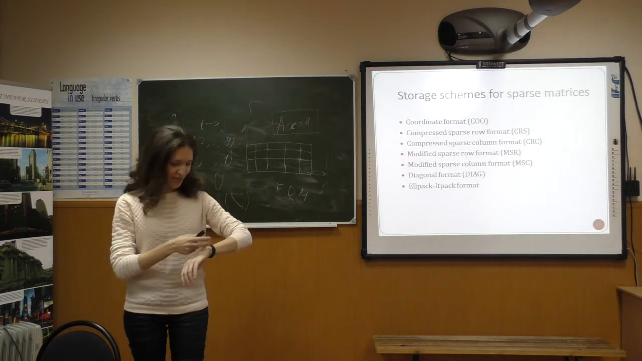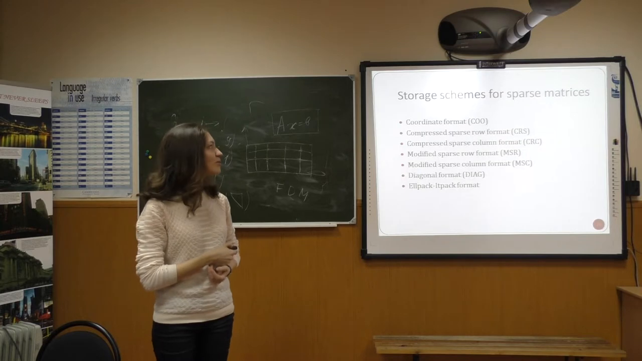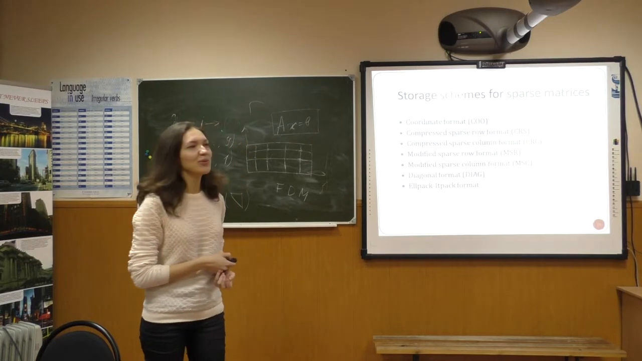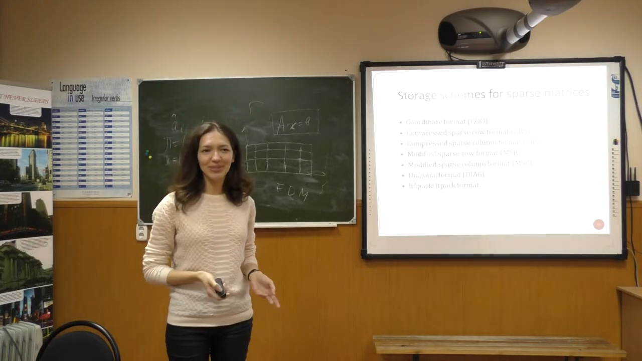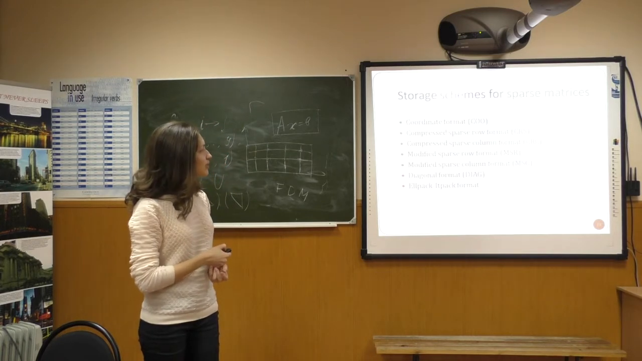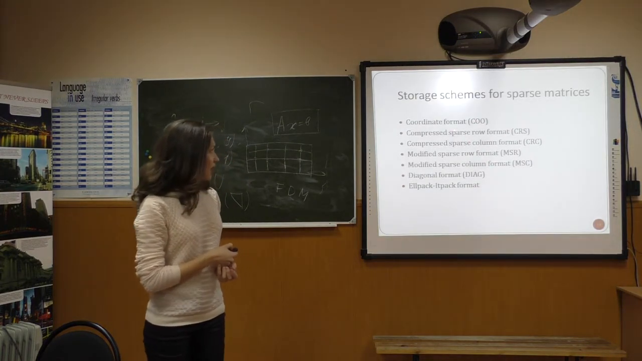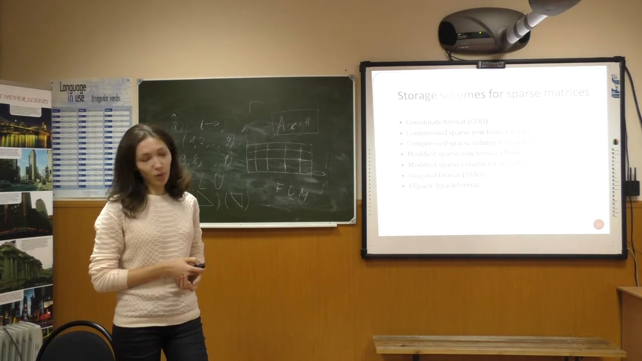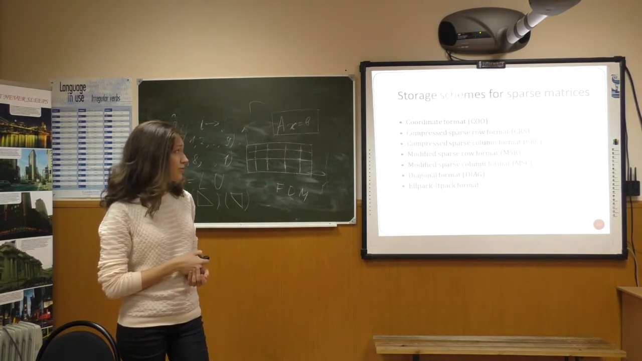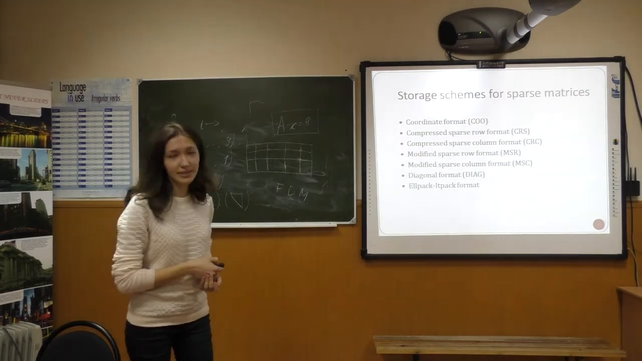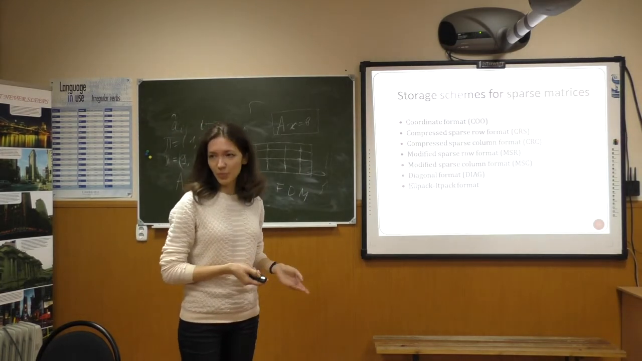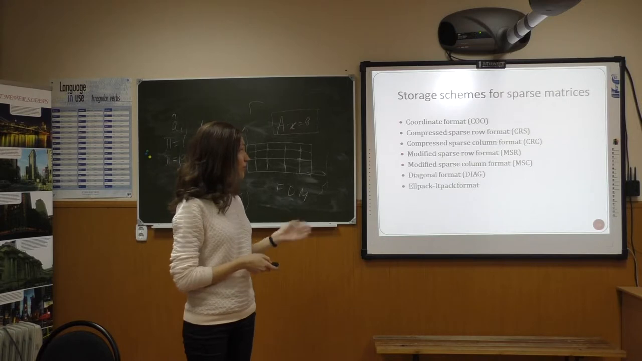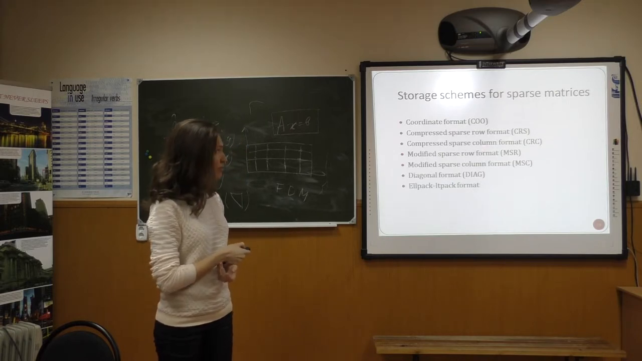Okay, let me now show you some storage schemes for sparse matrices. Maybe some of you are already familiar with these storage formats, but anyway. The storage formats which I consider in my lecture will be the coordinate format, compressed sparse row and compressed sparse column formats, abbreviated CRS and CCS, modified sparse row and sparse column formats, and diagonal format and ELLPACK, ITPACK. We will probably consider these the most important formats.